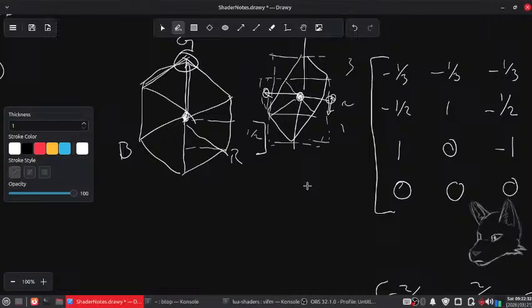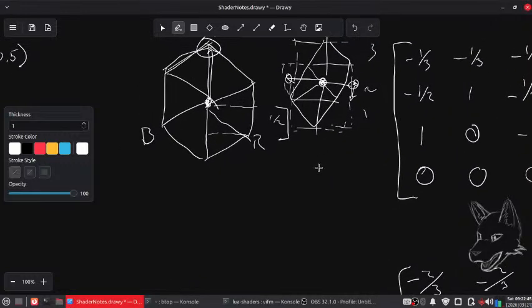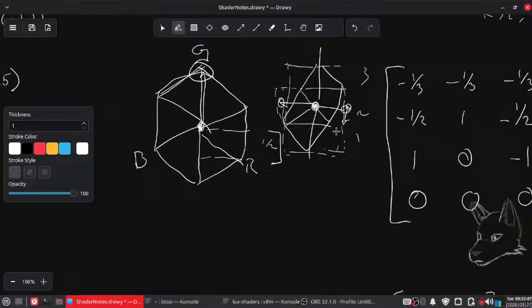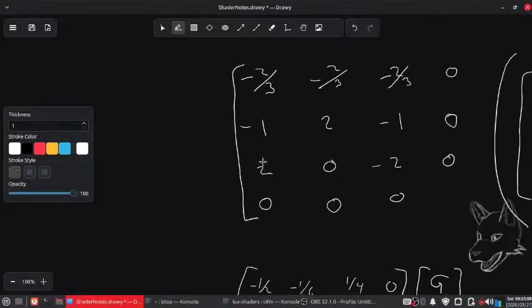Because, I don't know, magenta just seems more negative to me. I don't know how to explain it or describe it. So 100% green, 1/3 red, 1/3 blue.